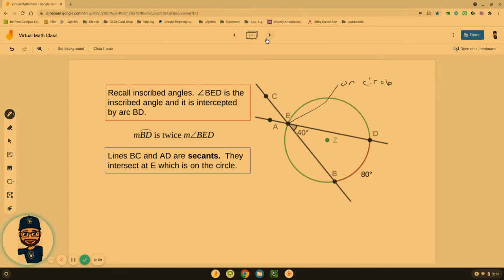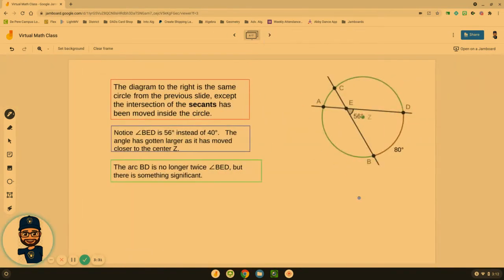We do have a newer set of rules, though. What happens now if those 2 lines, and notice I use the same diagram, I just, instead of having them intersect out here on the circle, we're going to have them intersect inside the circle. Not on the center, though, right? The Z is the center. Okay, so what happens is the angle changes. It's no longer half, right? BED is no longer half of 80 because the angle is going to get larger as it gets closer to the arc, right? It's no longer half.